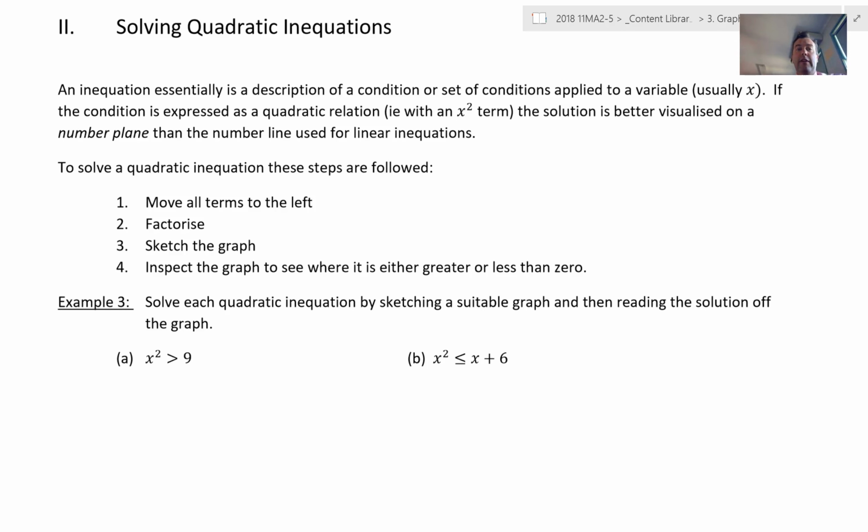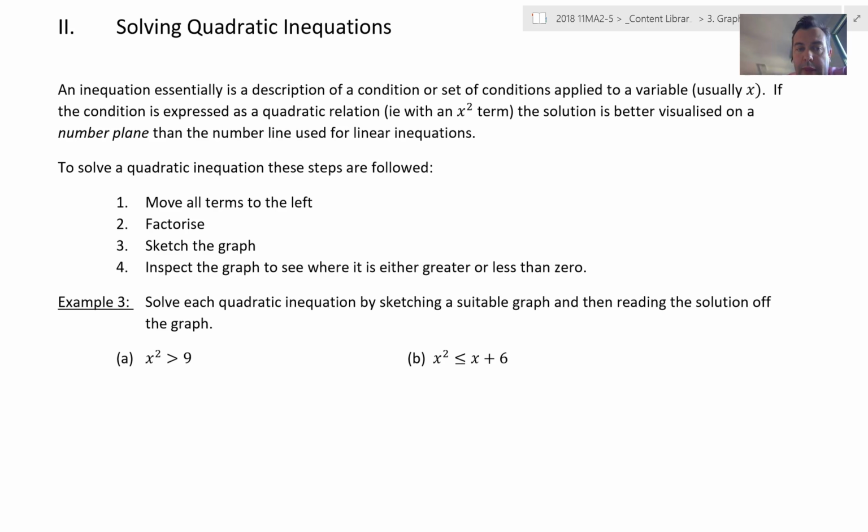Hey 11s, let's have a look here at solving quadratic inequations. Yes, quadratic inequations. So what we want to do here is, instead of being a straightforward x is greater than or less than, we want to look at what happens when there's an x squared term in the mix.